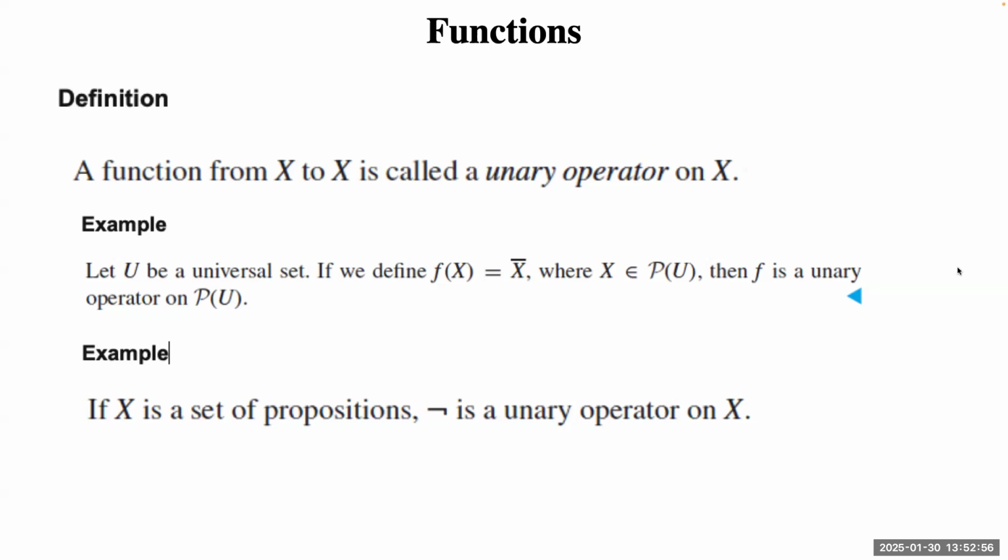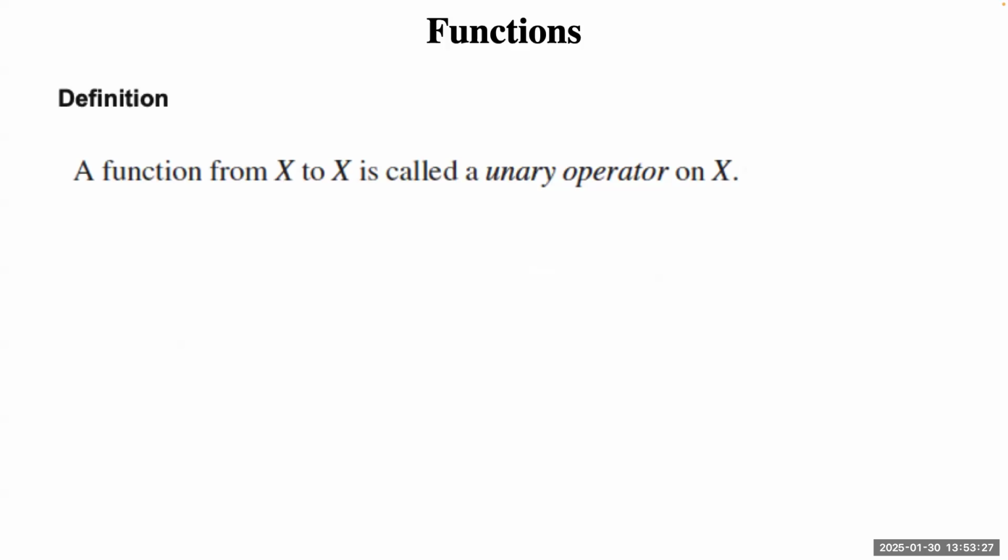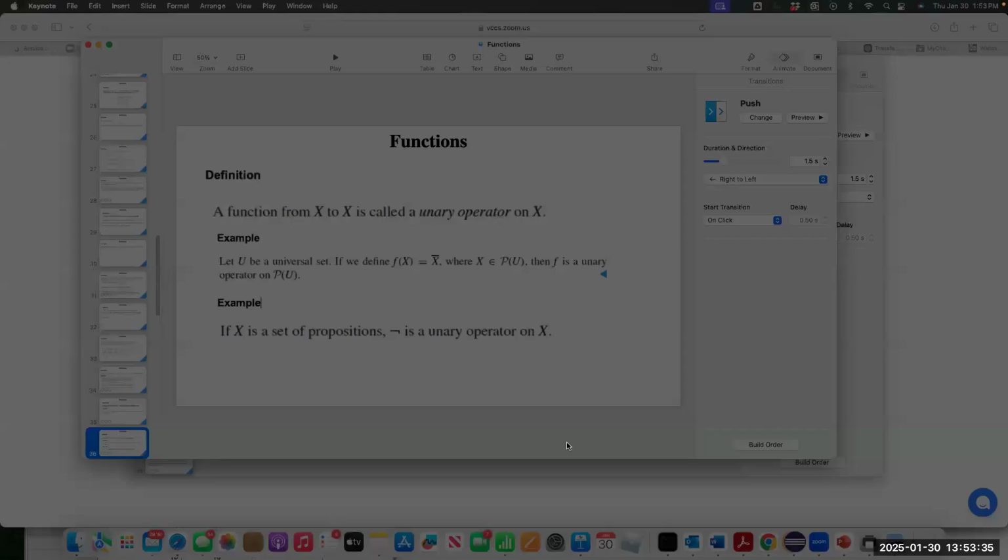Another example, on logic operators: if X is a set of propositions, then negation is a unary operation, just negating whatever proposition X represents. So if X is true, negating it is false. That's a unary operation. So that is the lesson for functions, or the general definitions of functions.